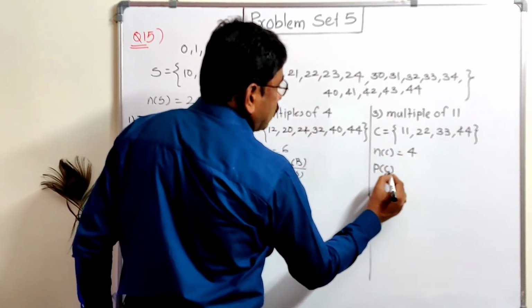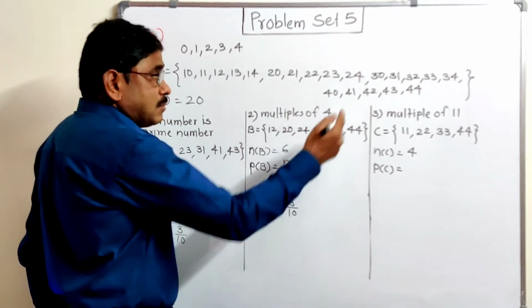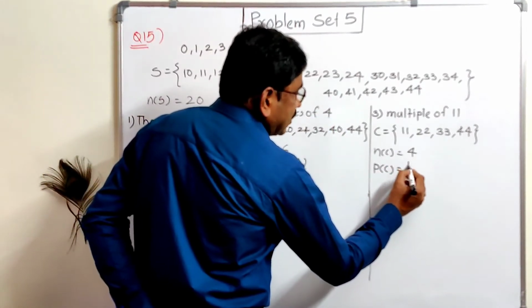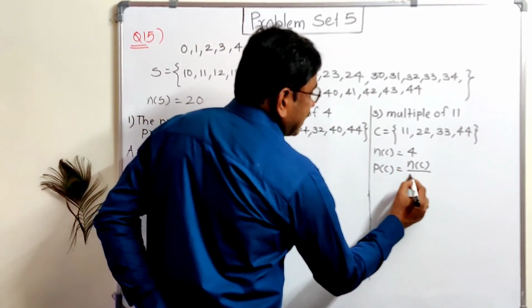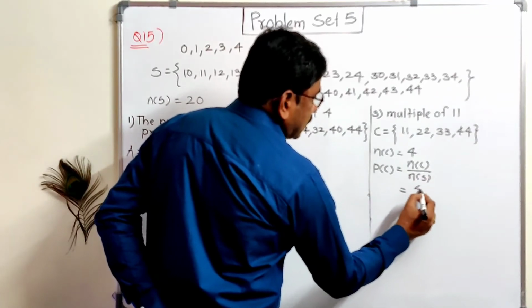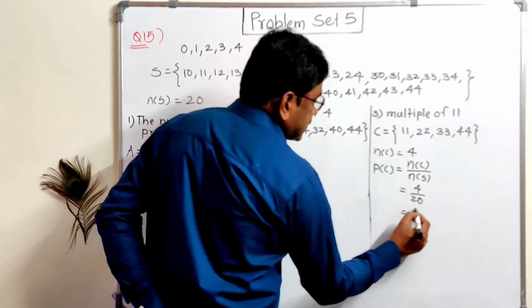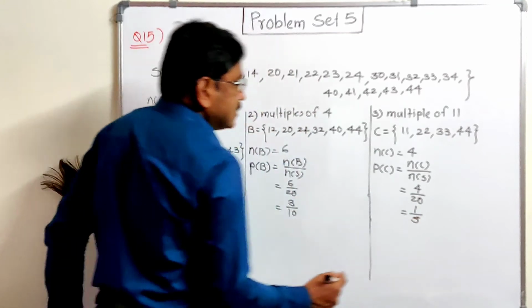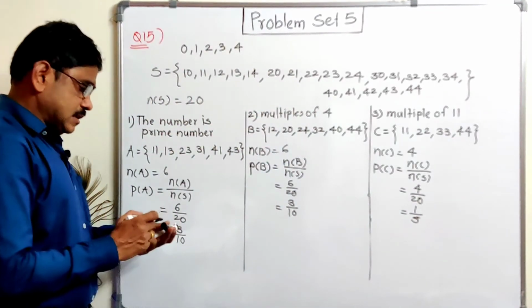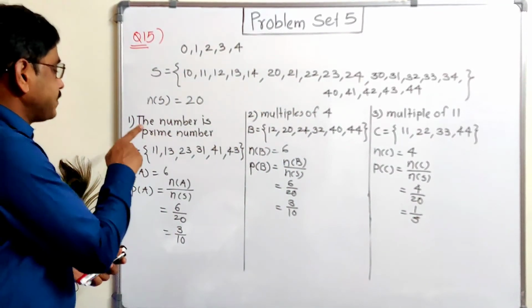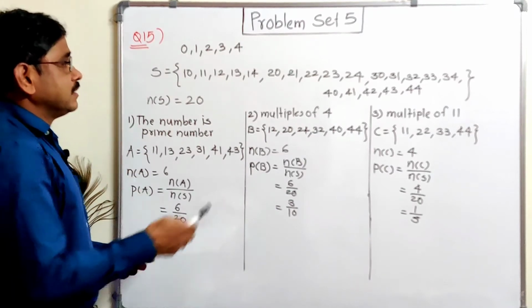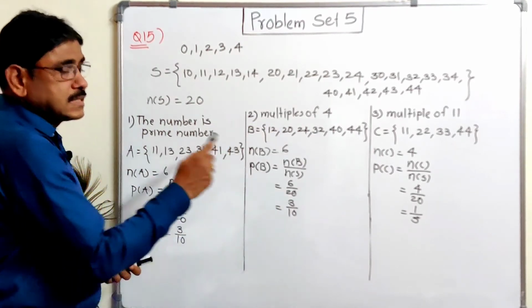Therefore probability of the set C, means the numbers are multiple of 11, is NC divided by NS. That means 4 divided by 20. 4 1s are 4, 4 5s are 20. So in this way, in 15th sum, we get the probability that the number is prime number is 3 by 10. The number is multiple of 4, the probability is 3 by 10.